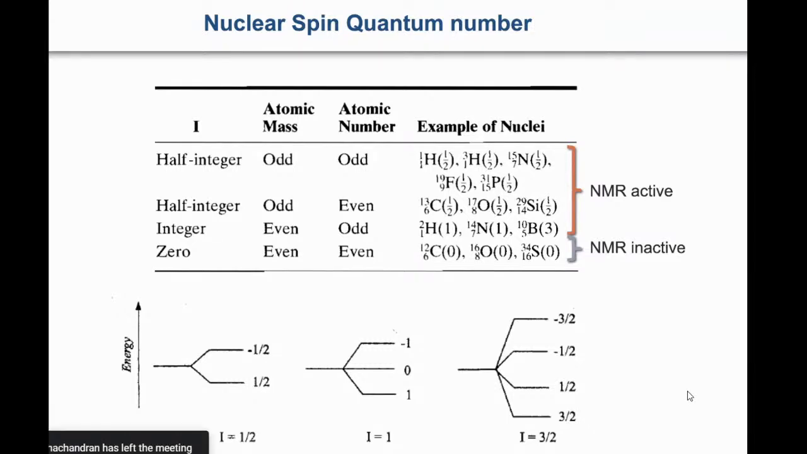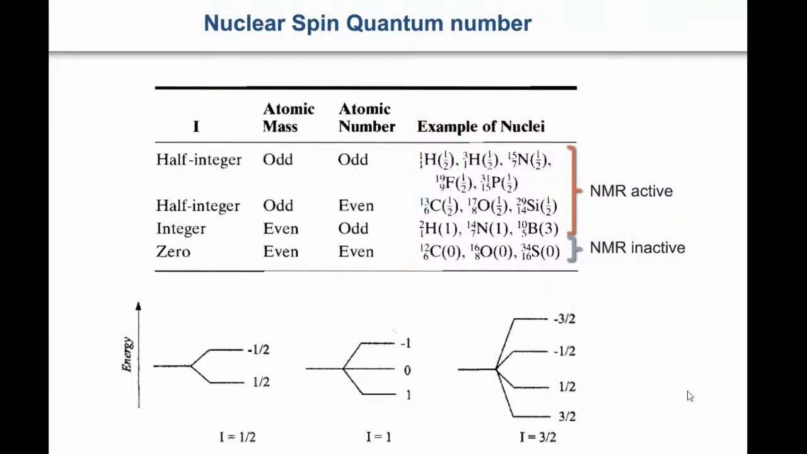So a half integer spin is possible if you have an odd atomic mass and odd atomic number, like hydrogen or fluorine and things like that. A half integer is also possible if you have an odd atomic mass and an even atomic number, like carbon 13.